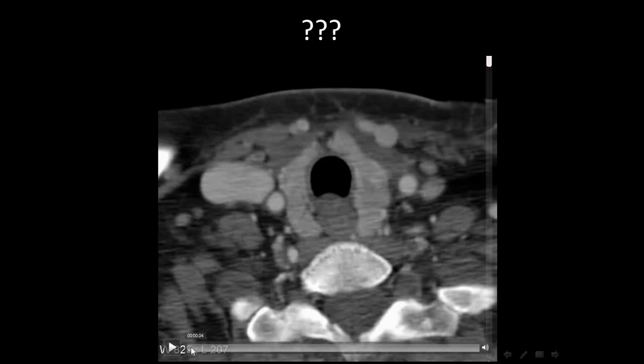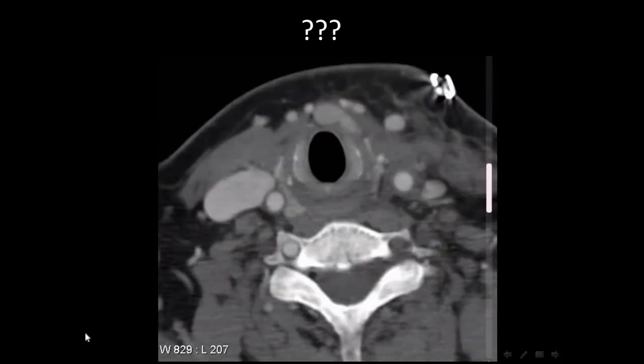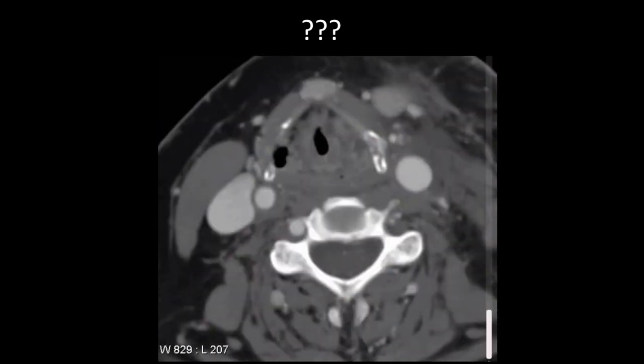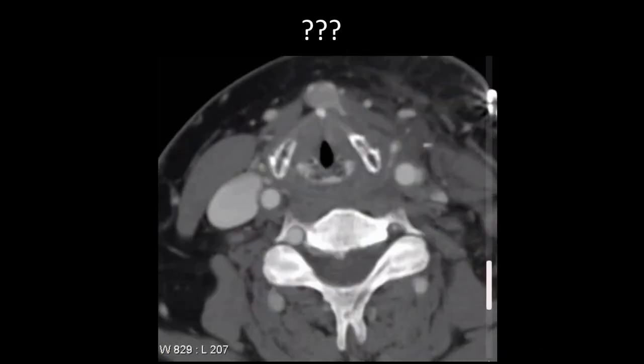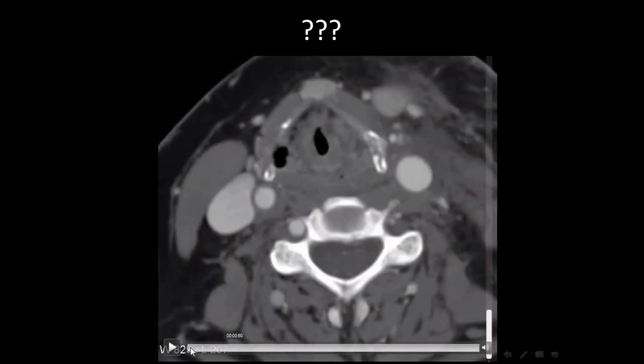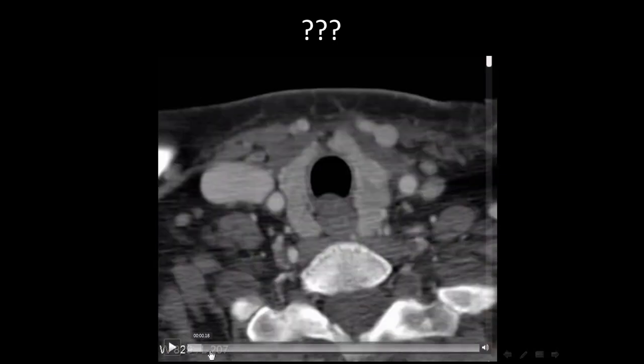What about this one? Here we'll have a series of images. So have a look at this. Do you see any abnormality? You can see again. This is the left lobe, right? This is the right lobe. This is the isthmus, but it's slightly thick, right?